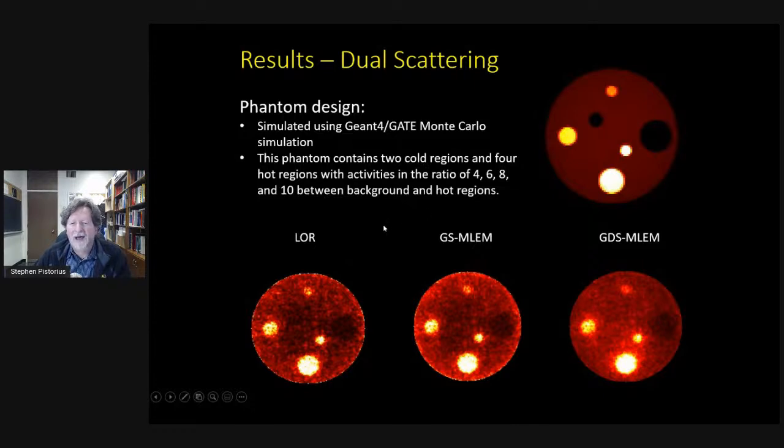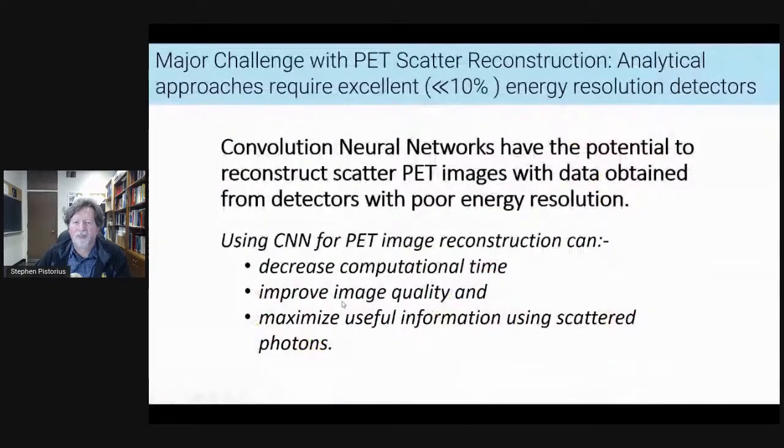Another example, again with a simple phantom and Monte Carlo simulated data with regions containing both hot and cold regions, shows how these various algorithms of ours compare. This is the standard line of response system. This would be our result with a full multiple scatter generalized type algorithm, showing a much better agreement with the original phantom layout than we would see with the line of response.